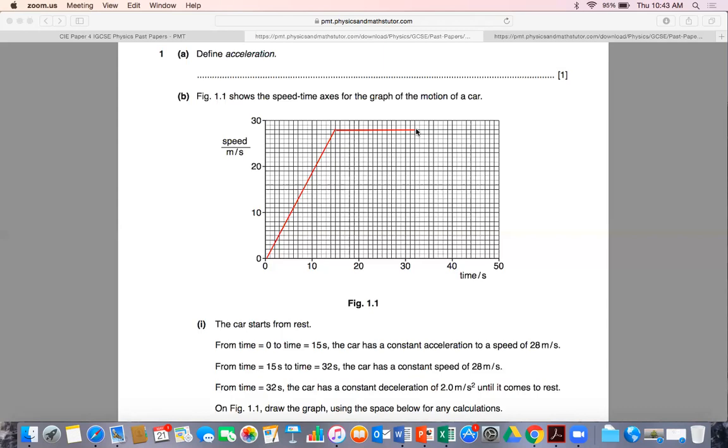So from 32, I must draw my graph all the way to how many seconds? 46. It was 14 seconds. So here, I go all the way to 41, 42, 43, 44, 45, 46. Okay, can I understand? Yes. That's why it says here, using the space below for calculation, because you're supposed to calculate that.